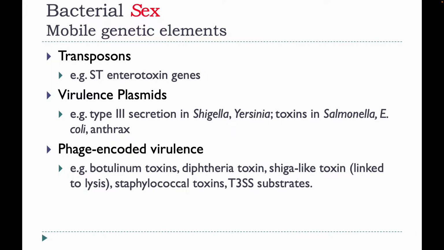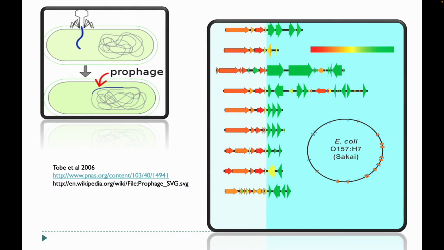But there are more complex elements that are transposable, can jump around, and in addition to carrying the transposase that allows them to jump out, actually carry virulence genes. So, for example, the enterotoxin genes that you find in E. coli are actually carried on transposons. There are virulence plasmids that carry whole suites of genes into pathogens to give them a complex phenotype acquired in a single genetic leap, if you like. And then I've mentioned already the phage-encoded virulence as well.